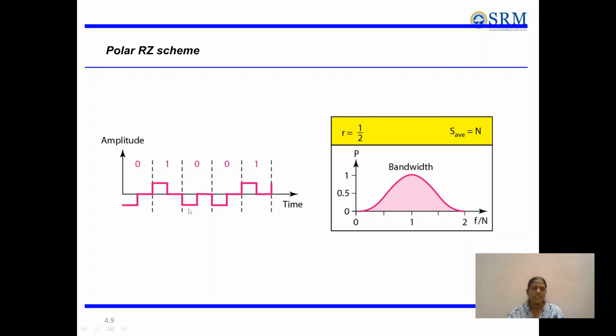Again 0 means it is low to 0. Again 0 means low to 0. 1 is represented as high to 0. Then we connect the intermediate lines. This is how you convert it in terms of your return to 0 scheme. Here you could see how the bandwidth is represented, and here the S average is basically N.